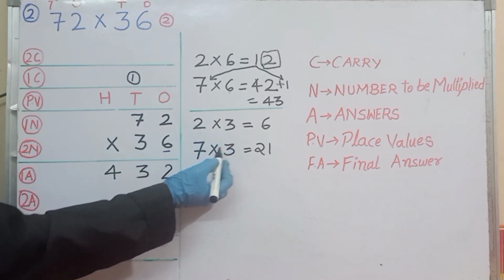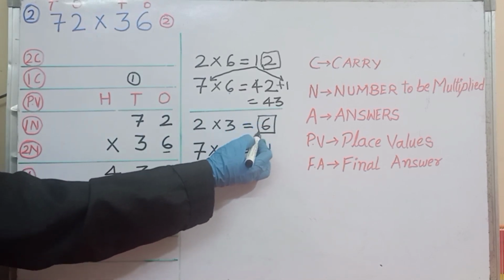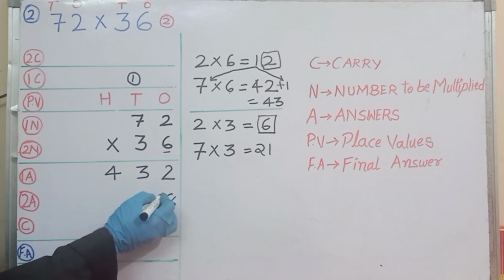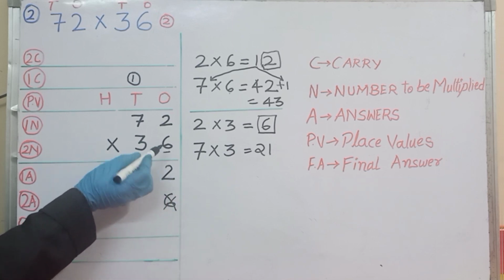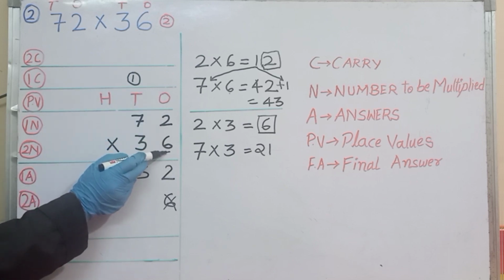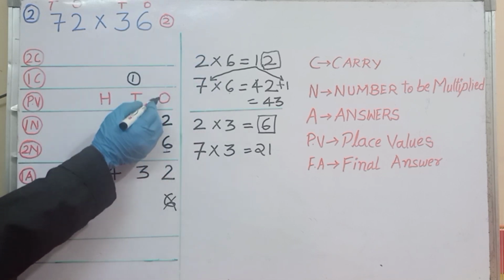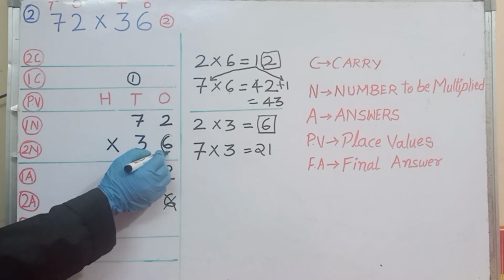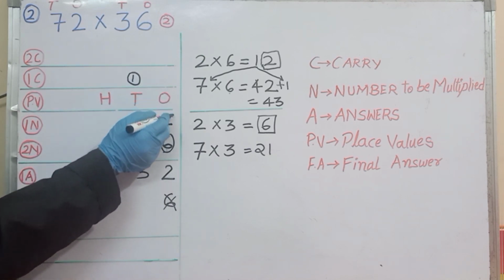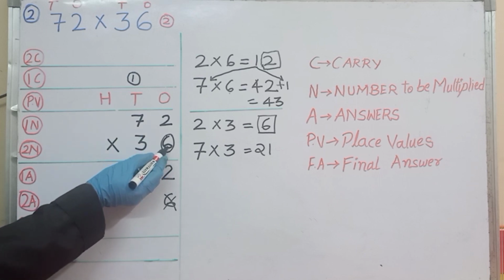Now the second answers. What are the second answers? 6. Shall I write 6 here? No. Why should we not write 6 here? Because here we have multiplied the ones place number with 6, and that multiplication is over. So this 6 we will strike off. When we multiplied this with 6, we got the answers over here.